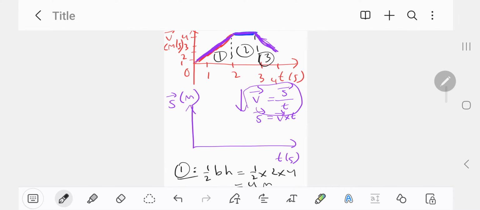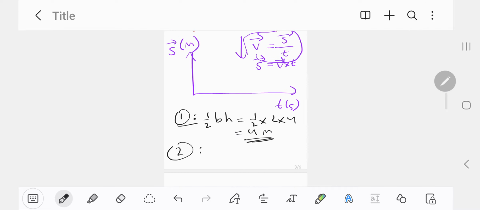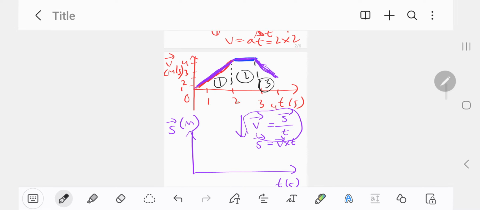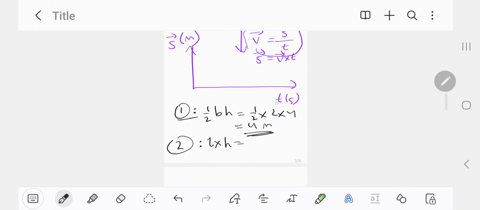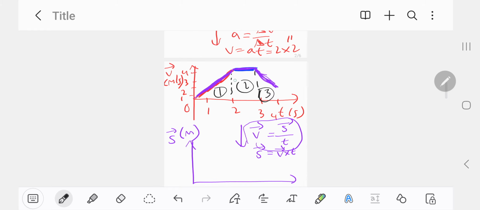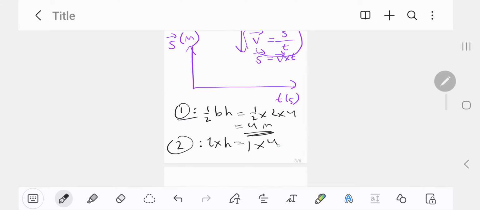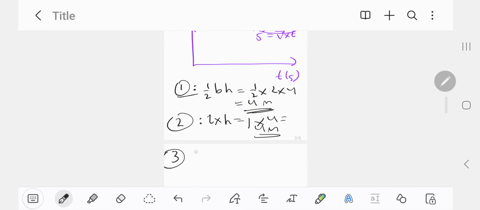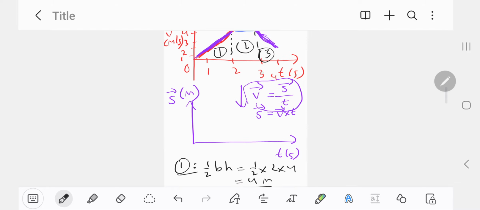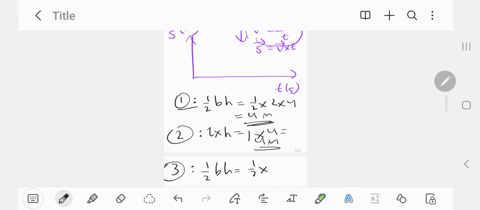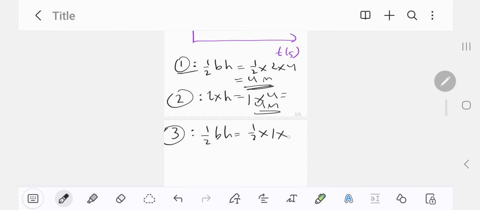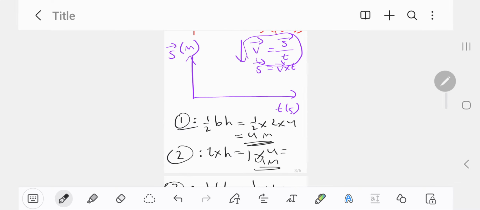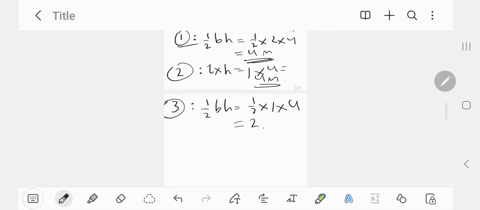Now for area 2, let's work out the areas first. The area of a rectangle is length times height. The length of this is 1, because 3 minus 2 is 1. And the height is 4. It's still 4, so it's just 4 meters. And then area 3 is a triangle again, half base times height. The base is 1. Be careful here, because 4 minus 3 is 1. And the height is 4. So a half of 4 is 2 meters.